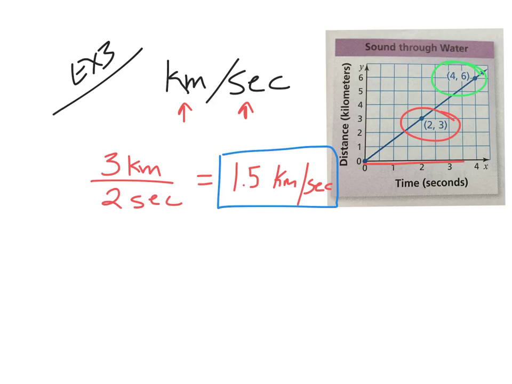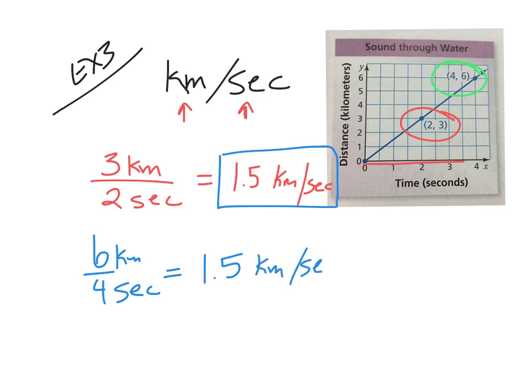Shall we find out? I would put kilometers, which was 6 over 4, kilometers per second. What's 6 divided by 4? Grab your calculator and do it. 1.5. Still 1.5. So does it matter which point you choose? No. Not at all.